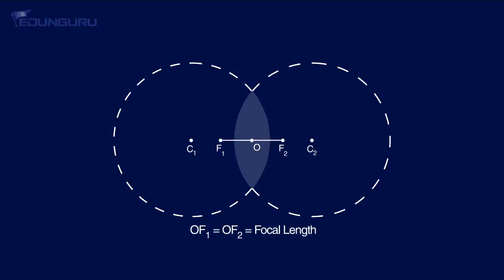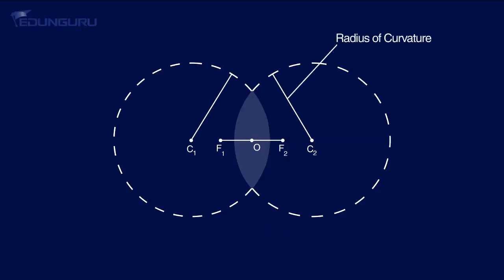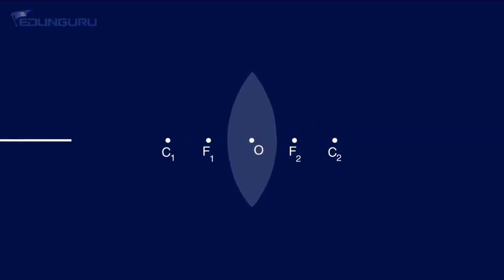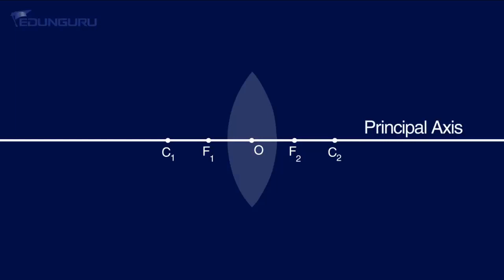Also, the focal length will be on both the sides and the radius of curvature will be there on both the sides. There is this line which is passing through the center of curvature and optical center. This line is called the principal axis. This is the case with both the lenses, either a concave lens or a convex lens.